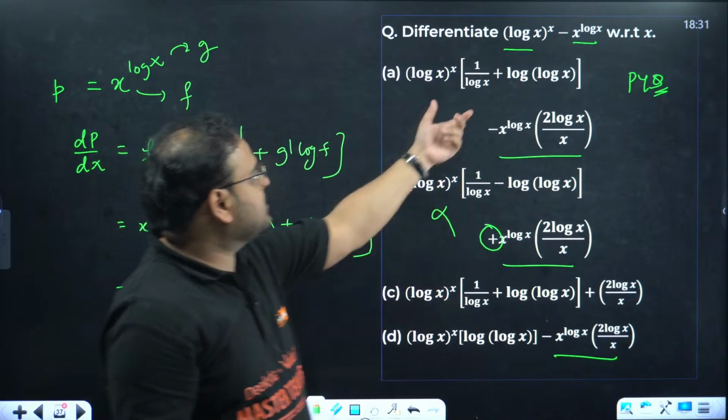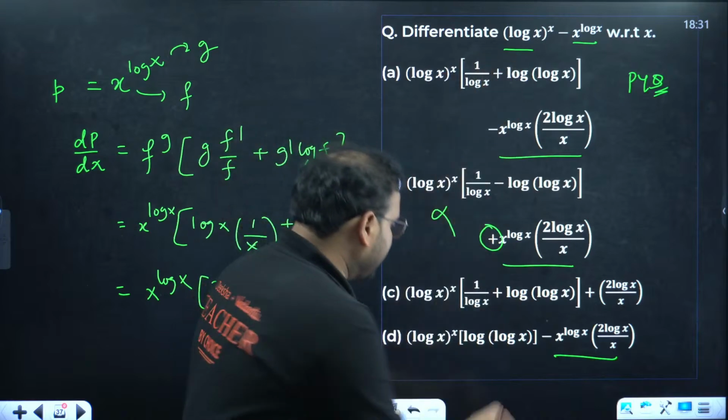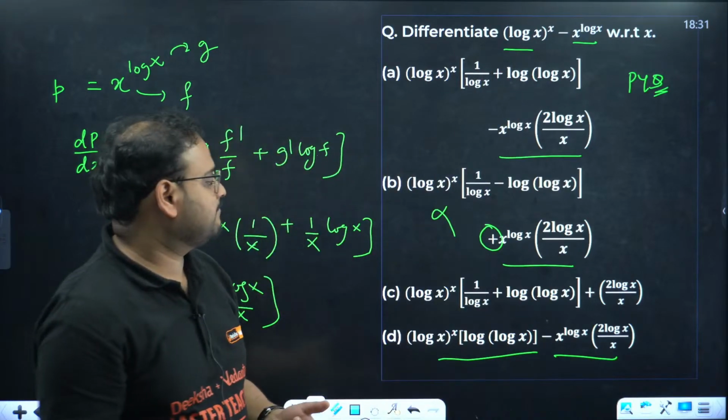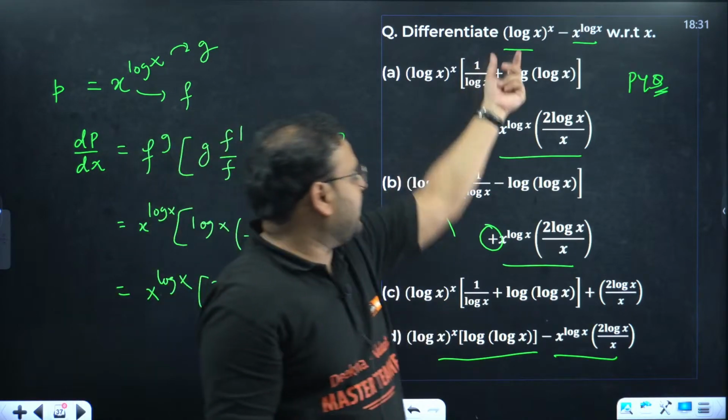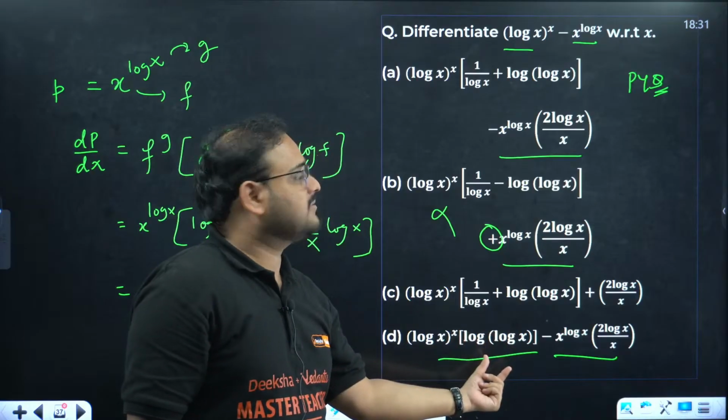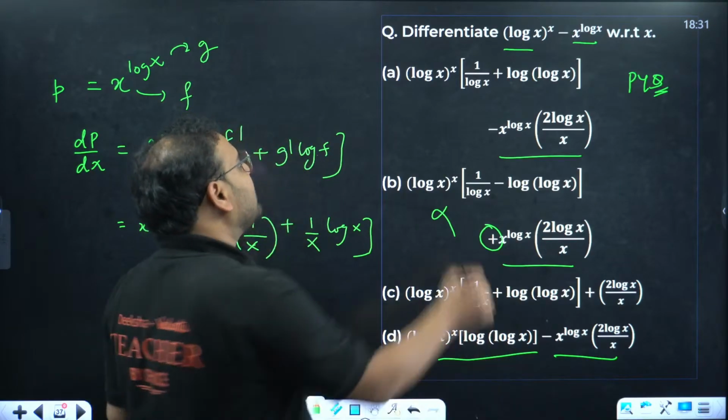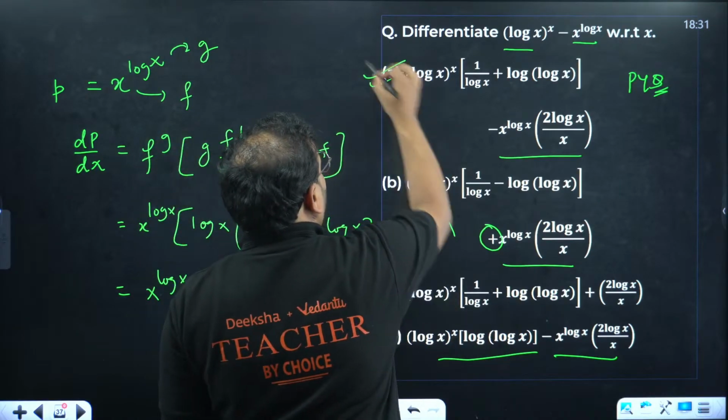You can look at this. Derivative of this can never be just this part. So you're saying derivative of this part can never be log of log x. Okay. So clearly my answer is what? Option A.